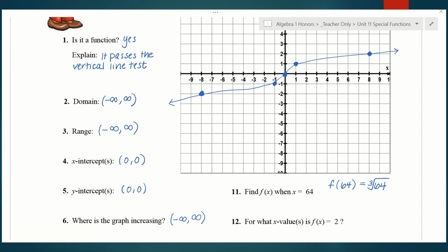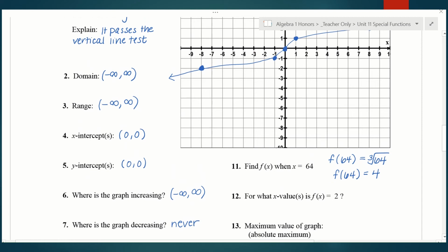Or you can always just open a calculator page and say, okay, what's the cube root of 64? So remember to use that control caret to do that. And if you were to do this correctly, you should be getting that the cube root is 4. And again, that's because 4 times 4 is 16, and 16 times 4 is 64.